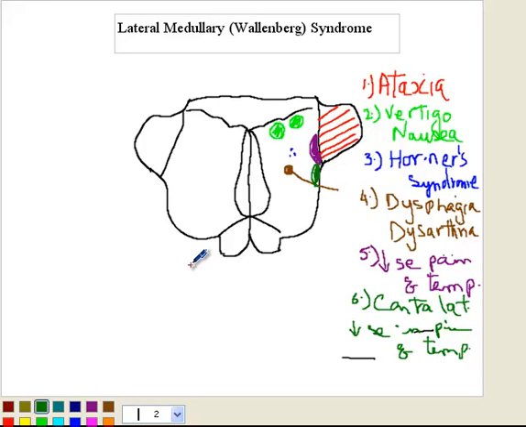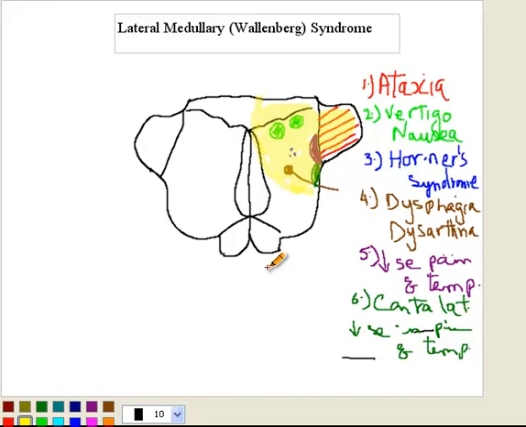So as you can see here, when a patient has a lateral medullary syndrome, this portion of the medulla is involved, the one that is highlighted here, and there are 6 main structures that are involved. You have the inferior cerebellar peduncle that gives you ataxia. You have the vestibular nuclei that give you vertigo, nausea, vomiting. You have the sympathetic fibers that give you the Horner syndrome. You have the nucleus ambiguus involved, which gives you dysphagia and dysarthria.